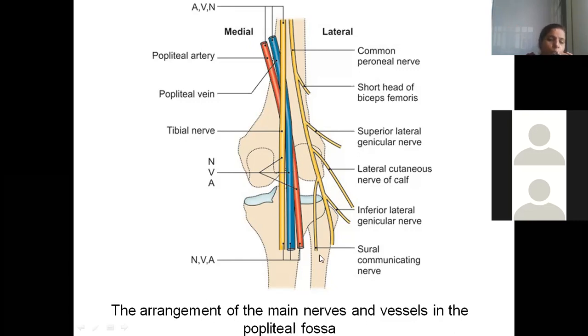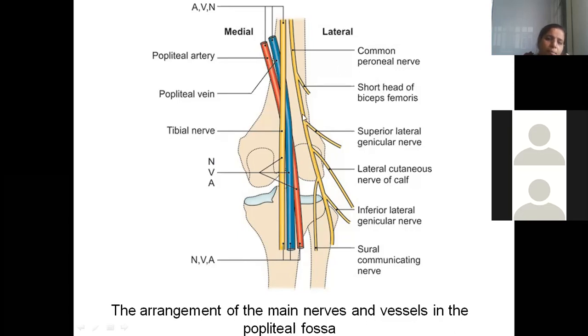When you come to the lower part of the fossa, medial to lateral, you should remember NVA. The order is the same: we have the tibial nerve, in the middle the popliteal vein, and laterally the artery. The vein is always maintaining the middle position. Only artery and nerve have changed. Okay, beta? Like that you remember, it becomes easy for you.